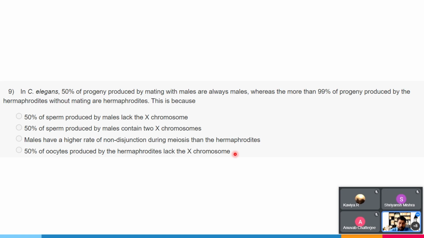Shriyan says C. Males have a higher rate of non-disjunction during meiosis than hermaphrodites. Anyone else wants to try?